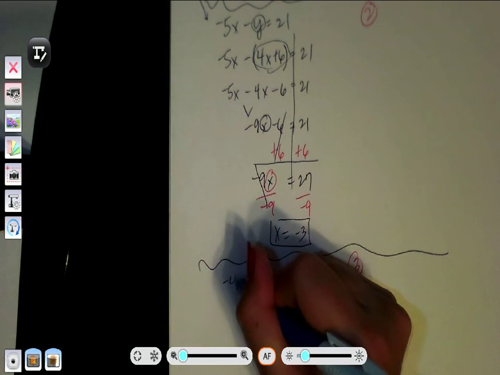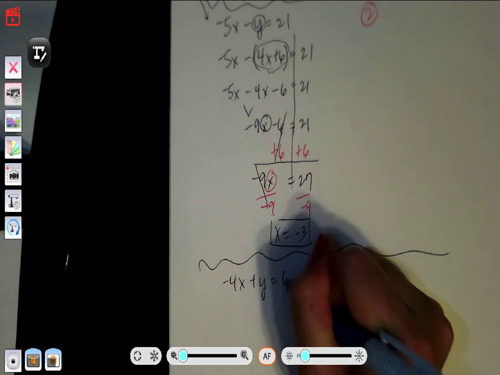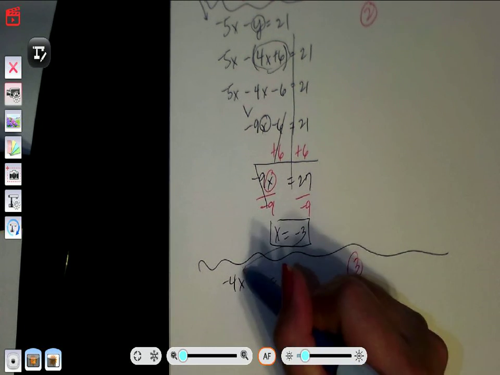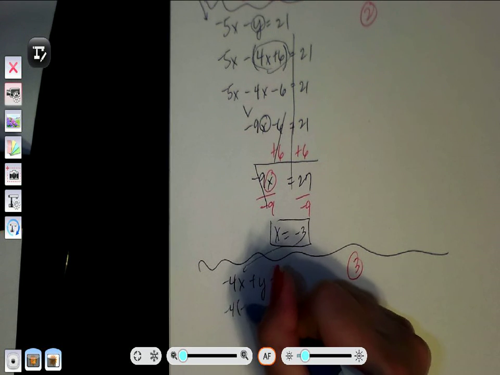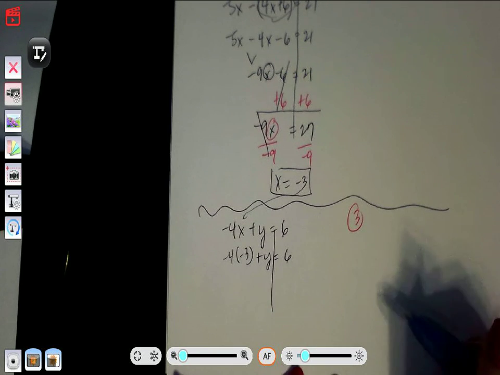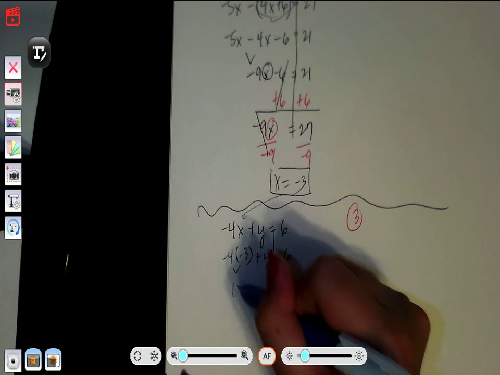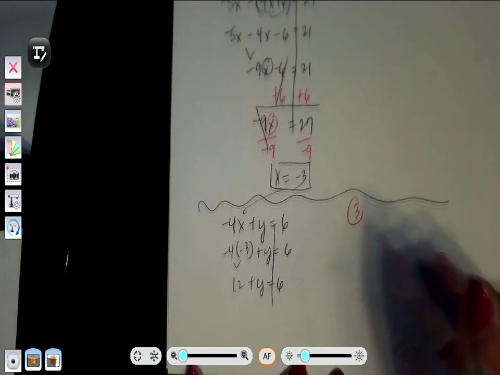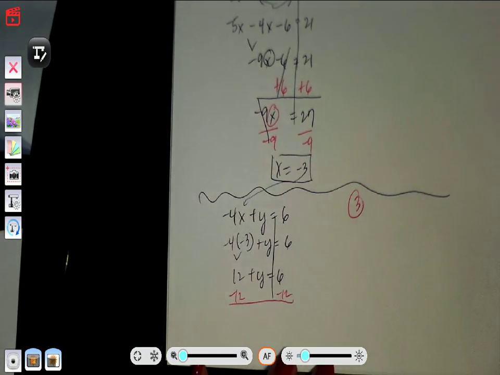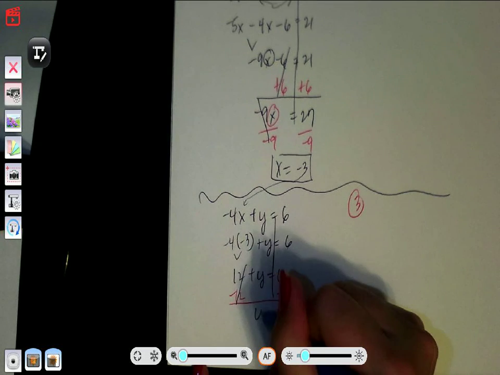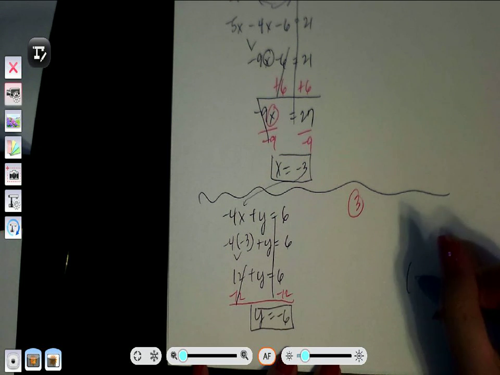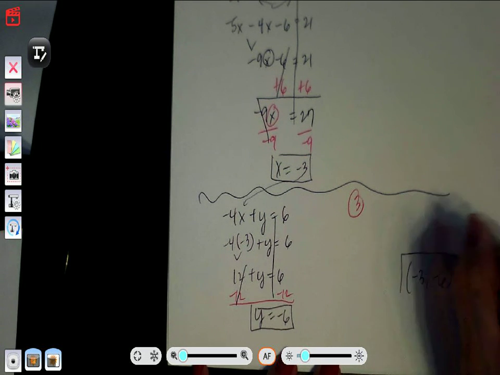Negative 4x plus y is equal to 6. But in place of the x, I want to plug in a negative 3. So that's going to look like negative 4 times negative 3 plus y is equal to 6. I have to do a little bit of work, so that's a 12 plus a y. And last step, subtract 12 from both sides of the equation. So my answer is negative 3, negative 6.